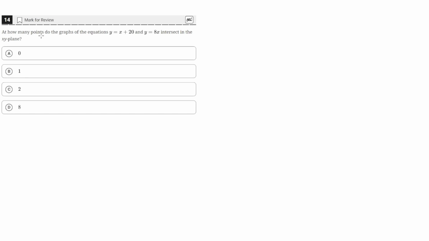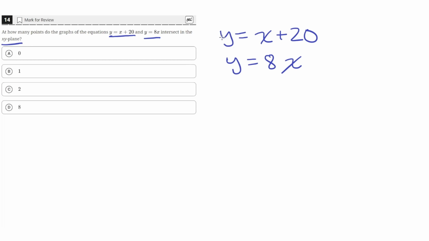At how many points do the graphs of the equations y equals x plus 20 and y equals 8x intersect in the xy plane? So to find the points where these two graphs intersect, we can find where the y values equal each other. So we have y equals x plus 20 and y equals 8x. Where the y values equal each other, we can just set these two equations equal to each other. So x plus 20 is equal to 8x.